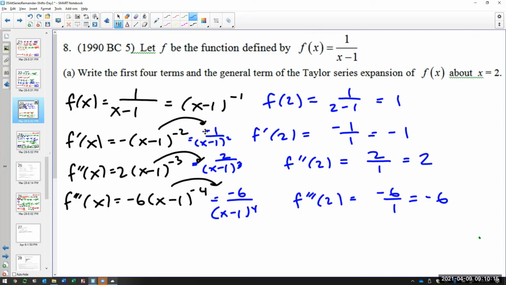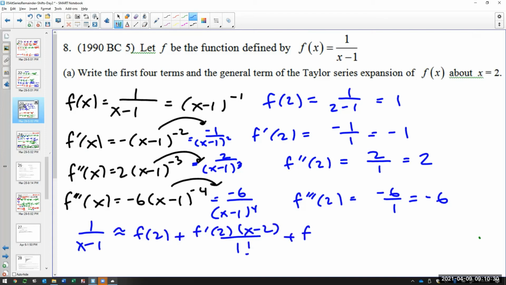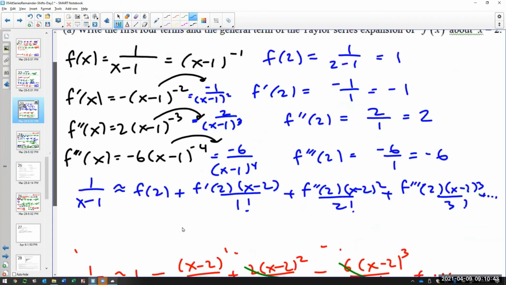Okay, then you just put that into your Taylor expansion. So that means 1 over (x minus 1) is approximately equal to, first you put in f at 2, plus f prime of 2 times (x minus 2) over 1 factorial, plus f double prime of 2 times (x minus 2) squared over 2 factorial, plus f triple prime at 2 times (x minus 2) cubed over 3 factorial. Since I put an approximation sign, I really don't need the plus dot dot dot.